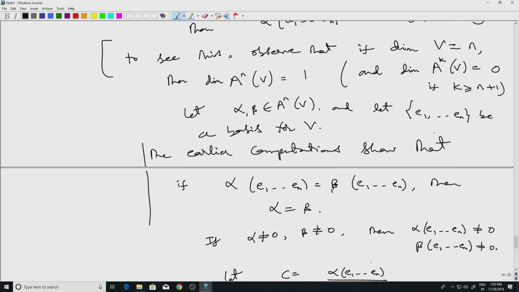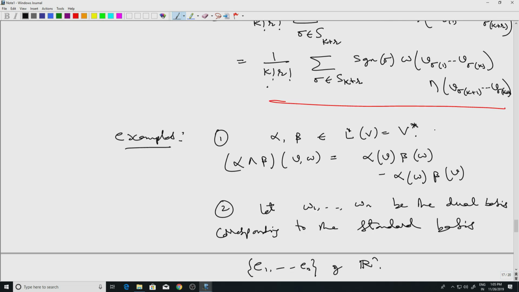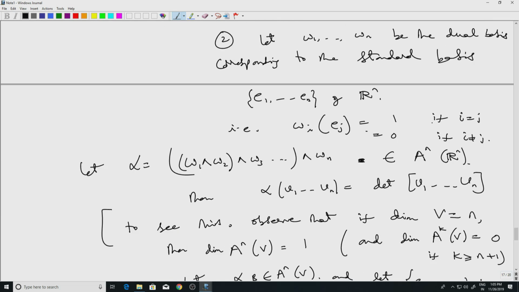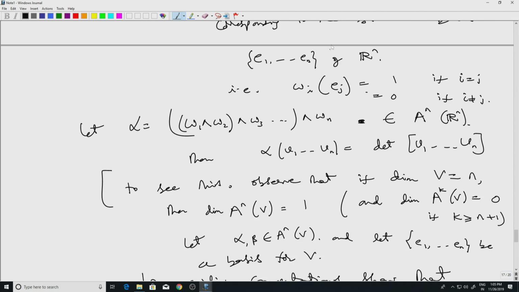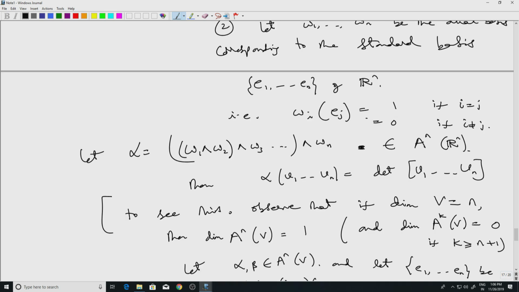Now, at this point, I wanted to use the wedge product to claim that the determinant is the wedge product of one-forms which are dual to the standard basis. So I was interested in this actually. So let's see.